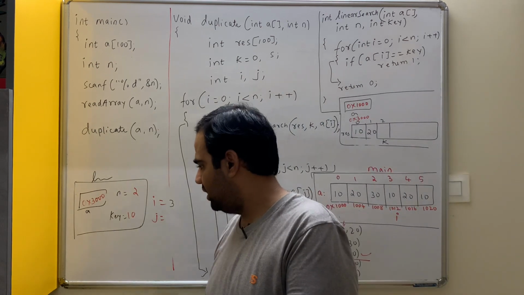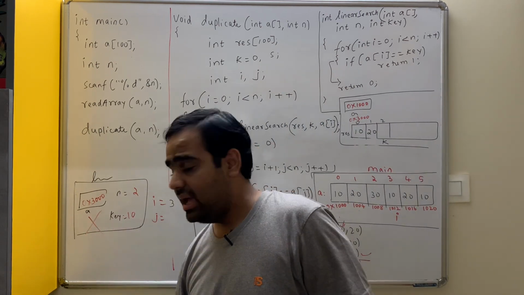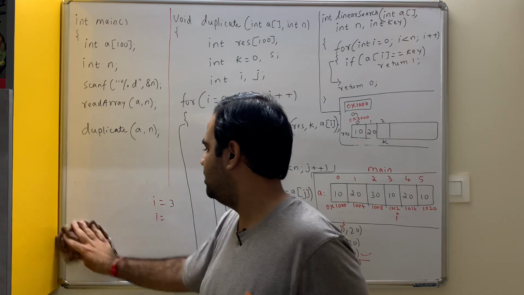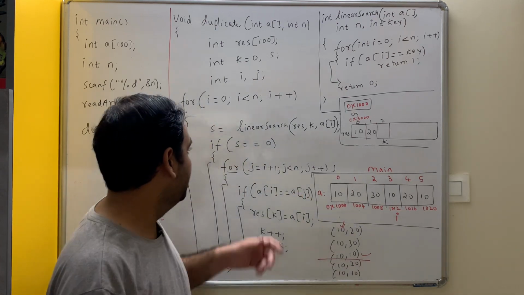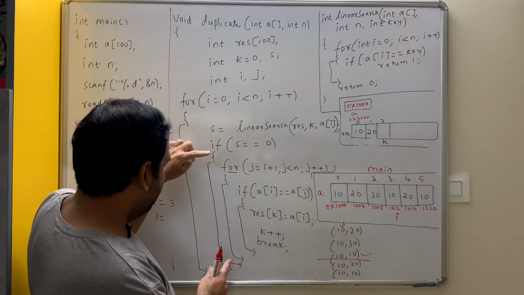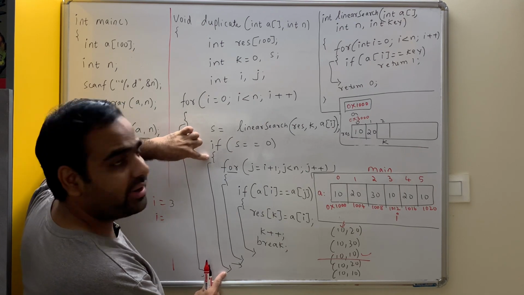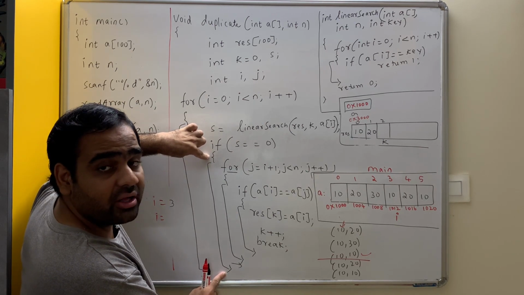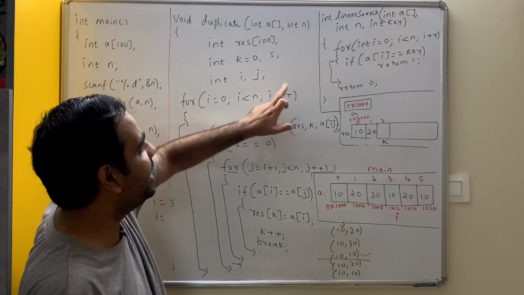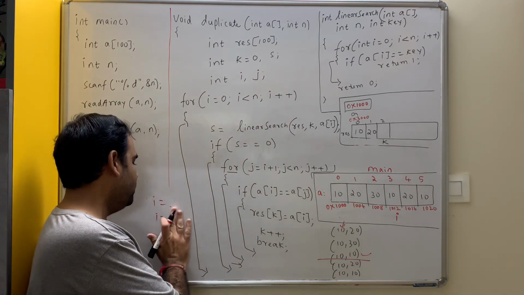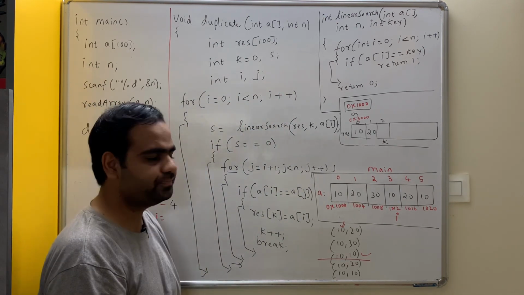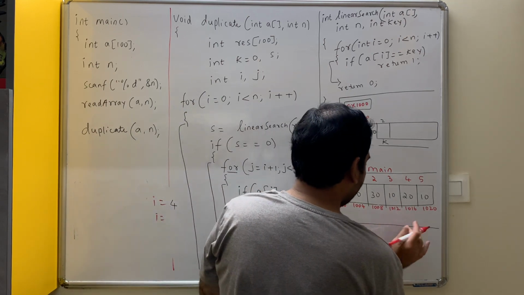As soon as you return, the scope gets deactivated. And what is the value of S? The value of S is 1. 1 equal 0? No, that means 10 is already reported as a duplicate element. Do not execute this part of the code, and again you say I plus plus. The value of I will become 4.